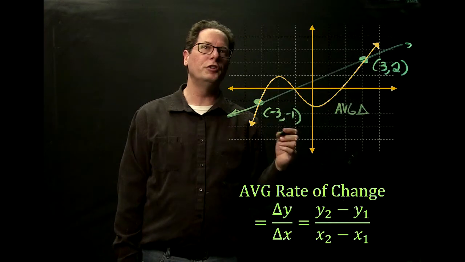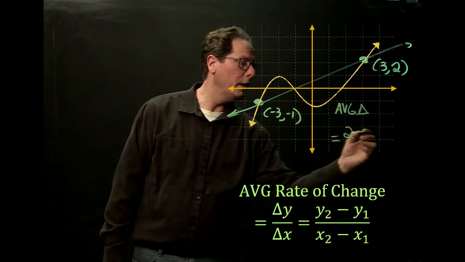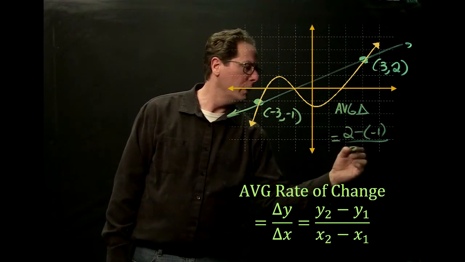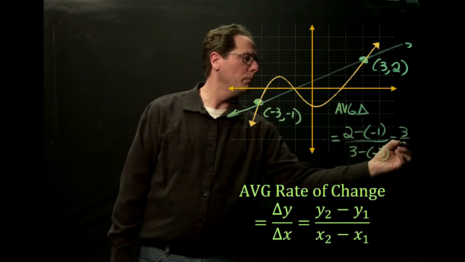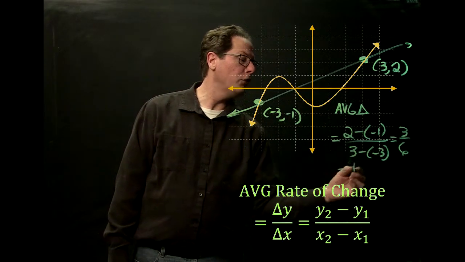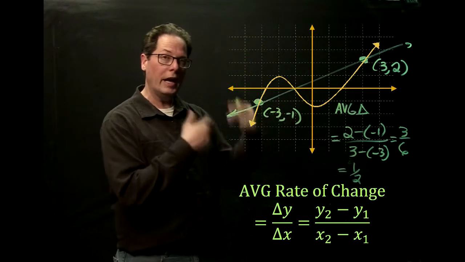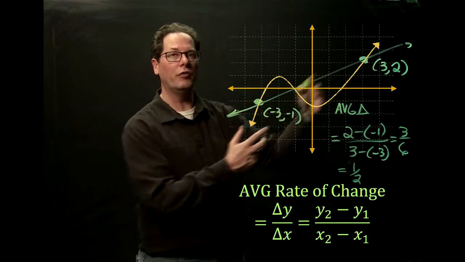we'll just call it average delta for the moment. It's the change in y, so in this case it would be 2 minus a -1, over the change in x, 3 minus a -3. And so up top you get 3, on bottom you get 6. So we'd say the average rate of change is a half, just like that previous line had slope of a half. This function has an average rate of change of a half.